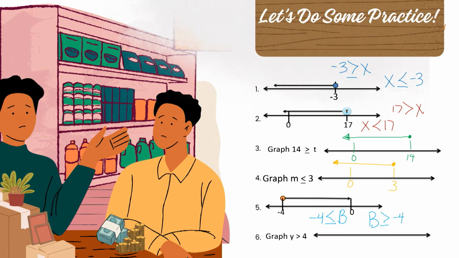So then number 6 says that y is greater than 4. So I'm going to put 0 and 4. I have just a greater than symbol, so I'm going to have an open circle. And it says that my unknowns are bigger, so I'm going to graph to the right.